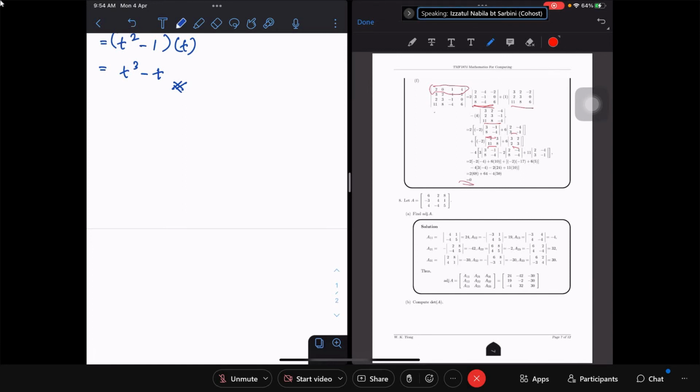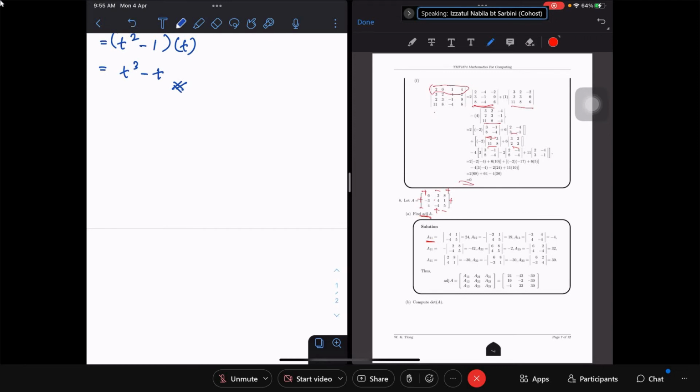Alright, for question 8, let A be this matrix and find the adjoint of A. Okay, adjoint of A. As for adjoint, you have to know the position of the positive, minus. Okay, minus, positive. Alright. As for A11, how do you calculate A11 is how you calculate the minor just now.